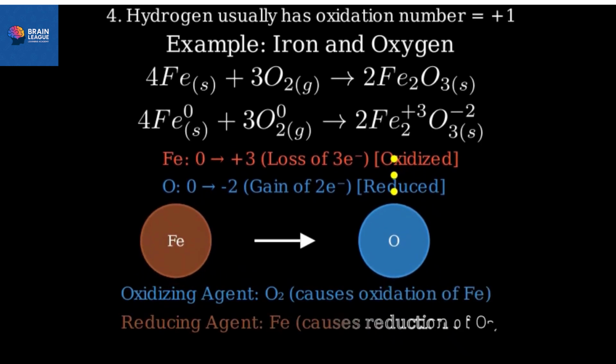Here, oxygen is the oxidizing agent because it causes iron to be oxidized. Iron is the reducing agent because it causes oxygen to be reduced.